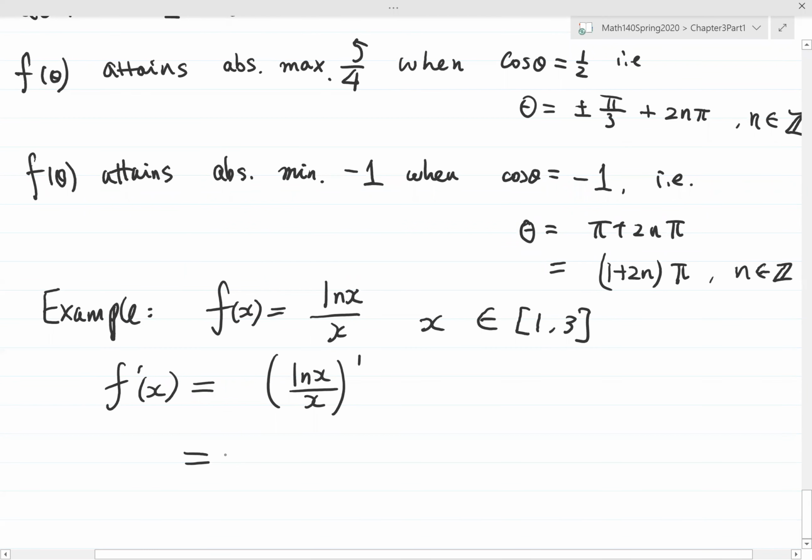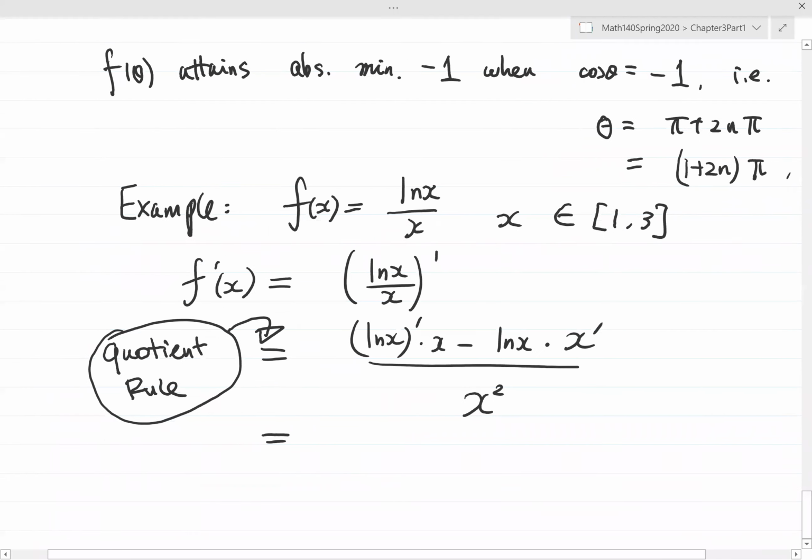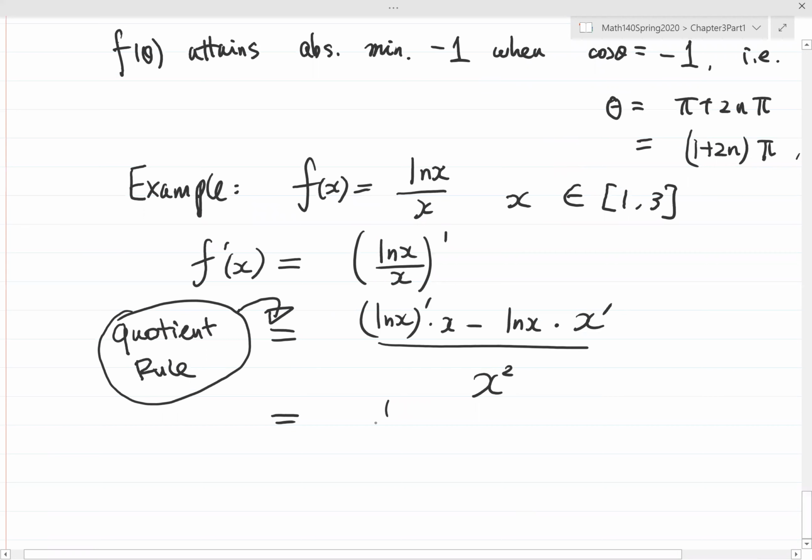Now we use the quotient rule: over x squared, the derivative of log x times x, minus log x, keeping it fixed, multiplied by the derivative of x. Then we find the derivative. The derivative of log x is 1 over x, and the derivative of x is 1.